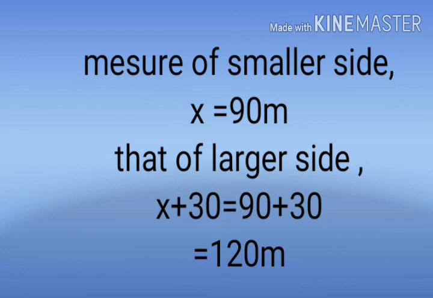Word problems you should conclude in words itself. So you can write the answer in words. Here the longer side of the rectangular field is equal to 120 meter and the shorter side of the rectangular field is 90 meter.